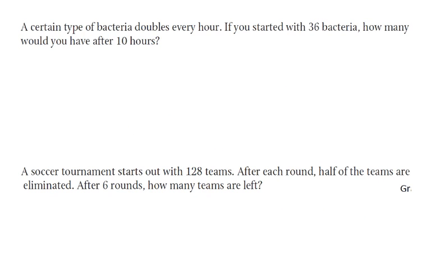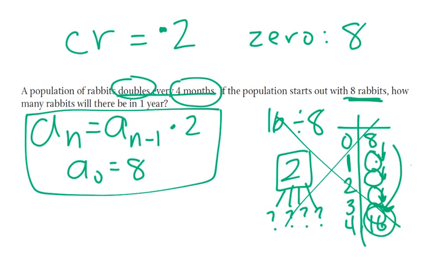So a certain type of bacteria doubles every hour. If you started with 36 bacteria, how many would you have after 10 hours? I guess in 1 year we would have had how many, right? That was 4, or 4 was 16. 8 months would have been 32, right?